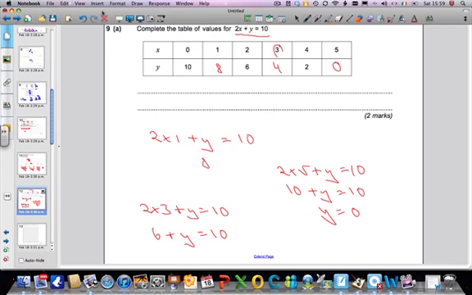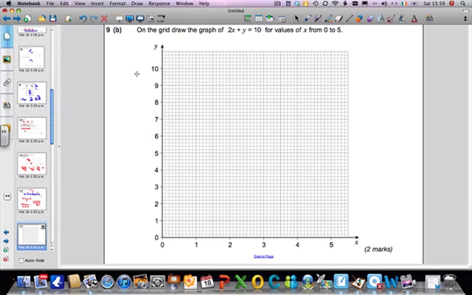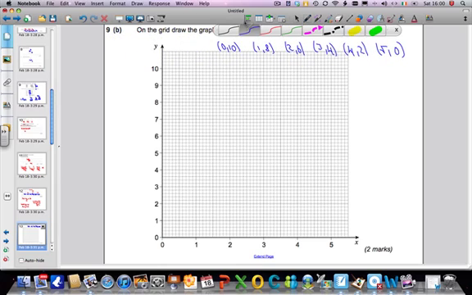So if you just come back here for a second, each of these is a coordinate pair. So each of these is a point on that graph. So we have the point 0, 10. We have the point 1, 8. We've got the point 2, 6. 3, 4. 4, 2. And 5, 0. So all of these are coordinates. So I'm just going to copy them over. And all we've got to do is plot these coordinates on the grid.